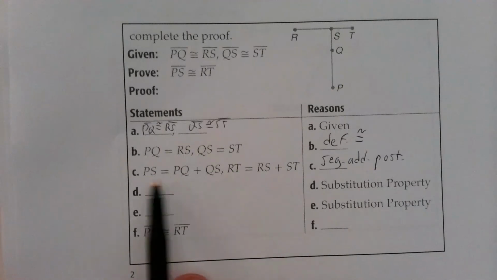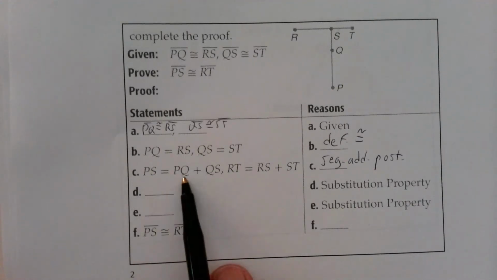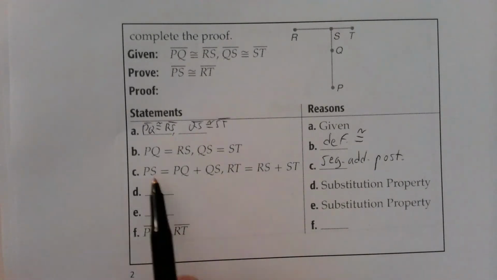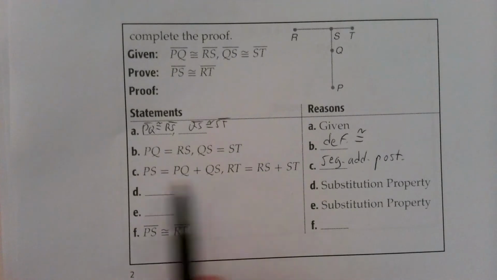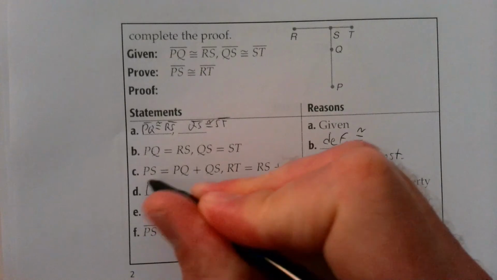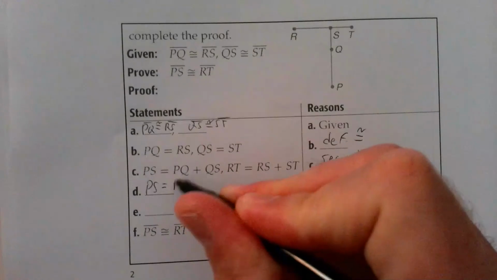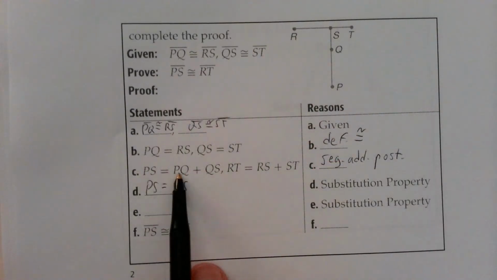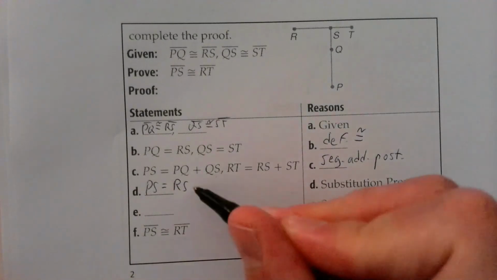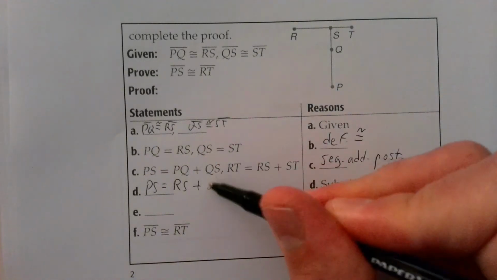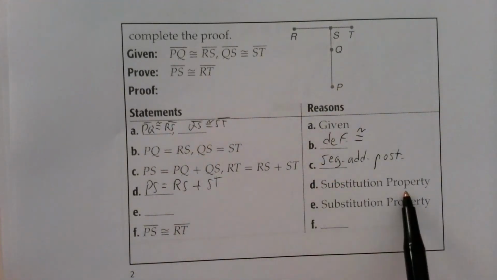And I'm going to rewrite it in terms of its parts, because I know that PQ is the same as RS, and QS is the same as ST. So I'll pick PS just because it's first. You can pick either one, but you only want to pick one. You do not want to do this to both of them. So I'm going to take PS, and I'm going to replace PQ with RS, because PS equals PQ plus QS, so if PQ is the same as RS, I can swap that out. I'm going to do the same thing with QS. Anytime I take something out and put something in its place of equal value, that's that substitution property.